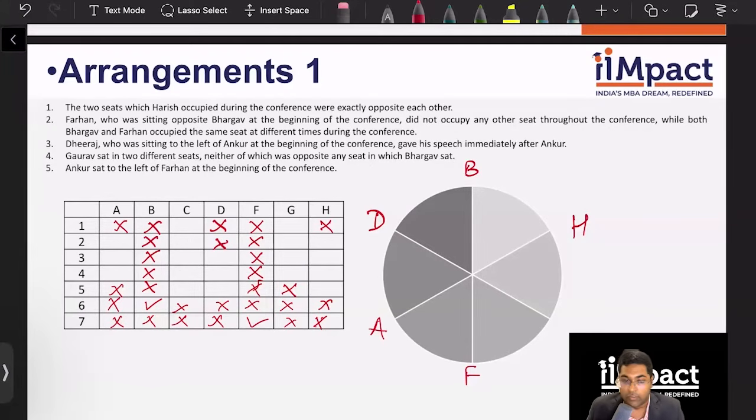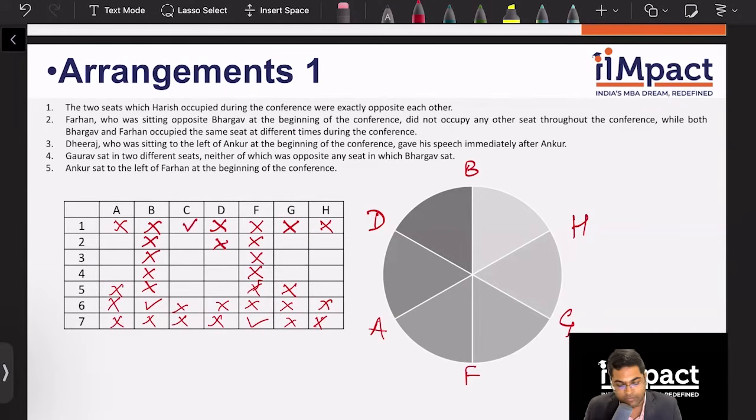Another thing that we saw in clue number 4 is Gaurav is sitting in 2 seats. So Gaurav also cannot be first. And therefore, Gaurav has to sit over here. This is the arrangement of the beginning of the conference. So there are a couple of more inferences that we need to make in deductions.